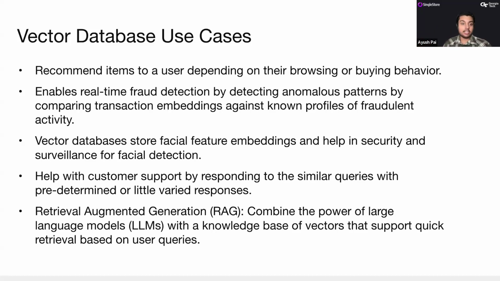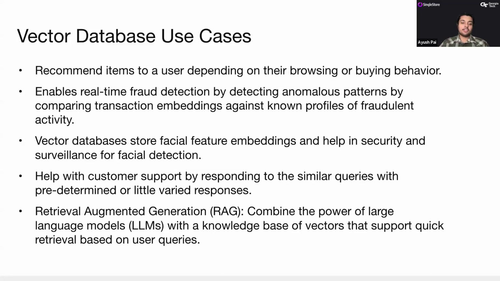Another one is fraud detection, detecting anomalous patterns by comparing transaction embeddings against known profiles of fraudulent activity. You can use vector embeddings and vector databases for facial feature embeddings to help in security and surveillance for facial detection. A lot of these facial detection algorithms are one shot, so it just needs to look in a vector database for similar vectors based on the facial embeddings. It also helps with customer support, with similar queries that have predetermined or slightly varied responses. So you can have chatbot systems for your customers to interface with, and you would want a vector database to help in that process.